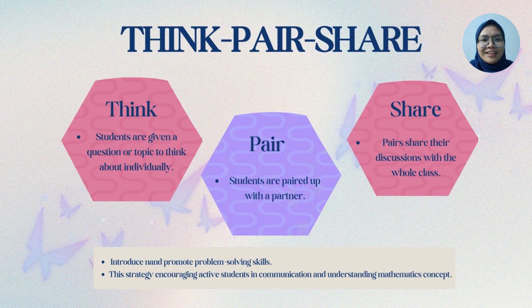Think: students are given a question or topic to think about individually. They take a moment to reflect and come up with their own ideas and responses. For pairs, students are paired up with a partner. They discuss their thoughts and ideas with each other, sharing their perspectives and insights. For share, pairs share their discussions with the whole class. Each pair has the opportunity to contribute, and the teacher facilitates the sharing process.